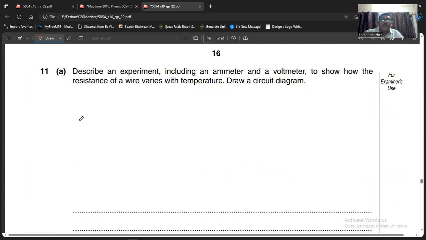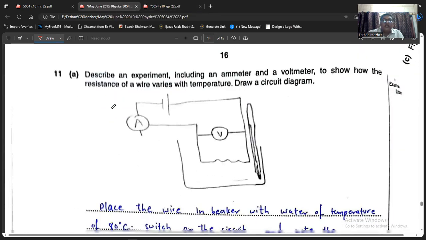The next question here is question number 11. He says, describe an experiment, including an ammeter and a voltmeter, to show how the resistance of a wire varies with temperature. Draw a circuit diagram. So let me show you, we have done this.